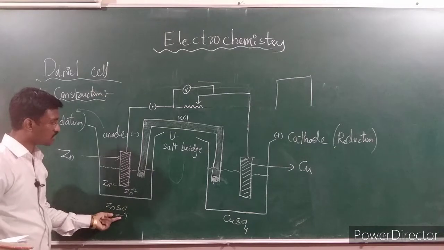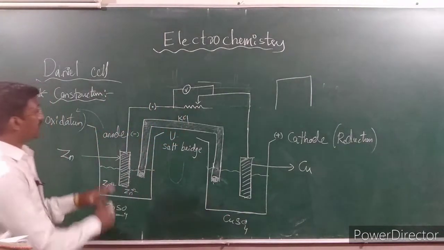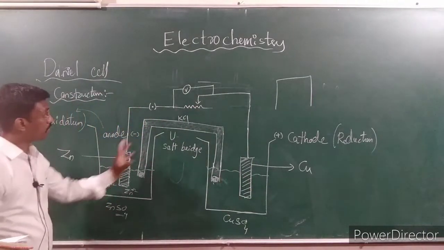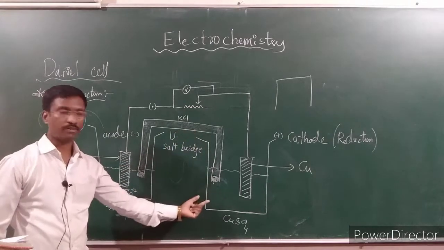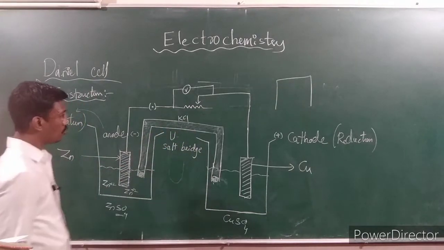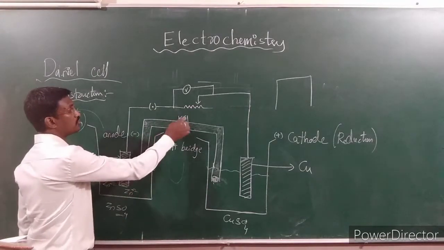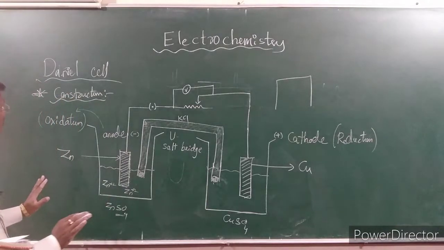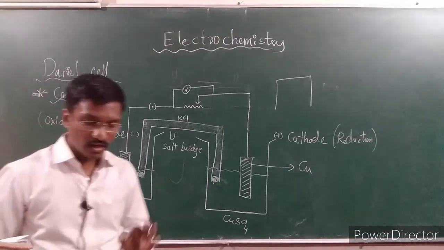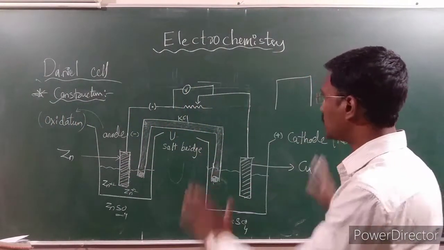Zinc is dipped in a zinc solution, that is zinc sulfate. Copper is dipped in copper sulfate, and the zinc and copper half-cells are made a complete circuit with the help of a salt bridge, which is in the shape of an inverted U. The salt bridge contains a saturated solution of potassium chloride. This is the construction of Daniel cell. Up to here, I explained how the structure is made.